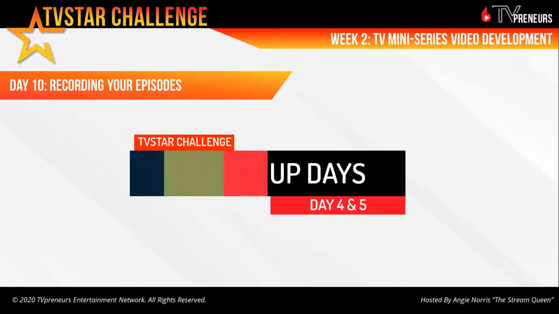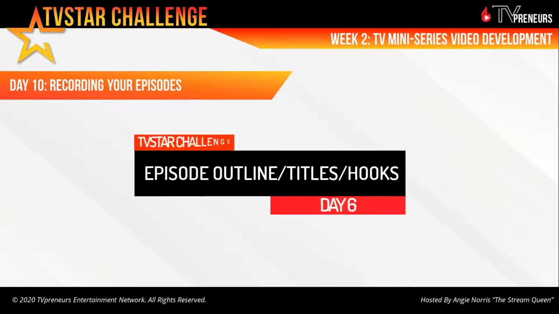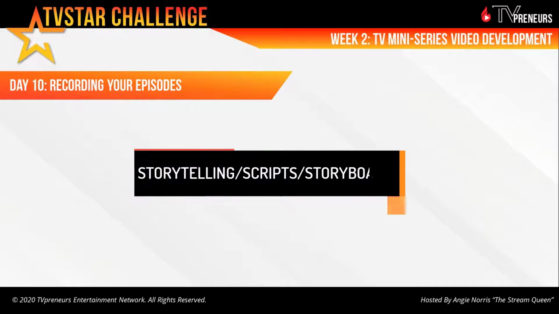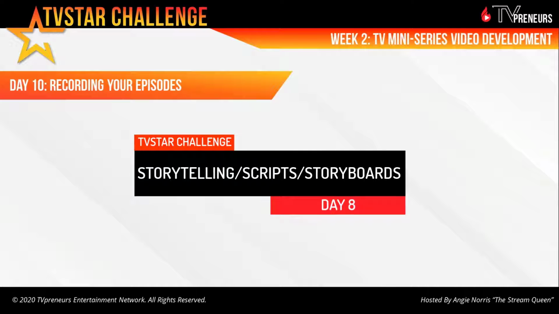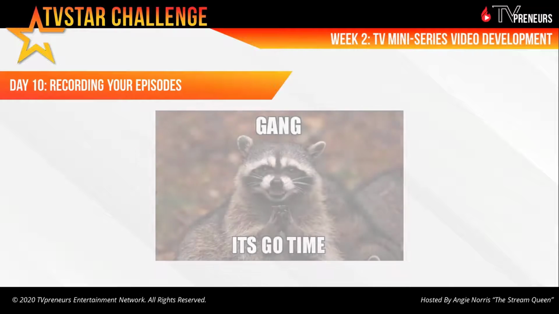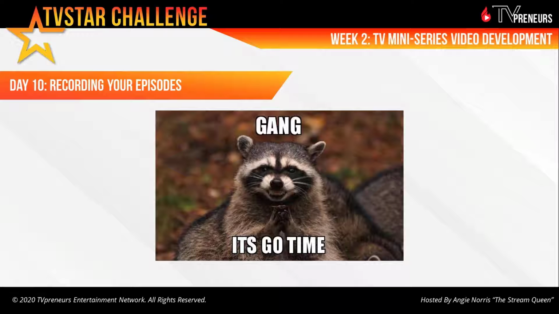In day 6, you outlined your episodes, titled them, and possibly you used some hooks to add some curiosity to your TV miniseries headlines. Day 7, you chose what episode format you want to use for each episode, as well as thought about the length of your episodes. Day 8, you learned about storytelling, scripting, and storyboards. And finally, on day 9, you learned all about budget and do-it-yourself video recording equipment. And so today, on day 10, it is time to record and get your recording mojo started.